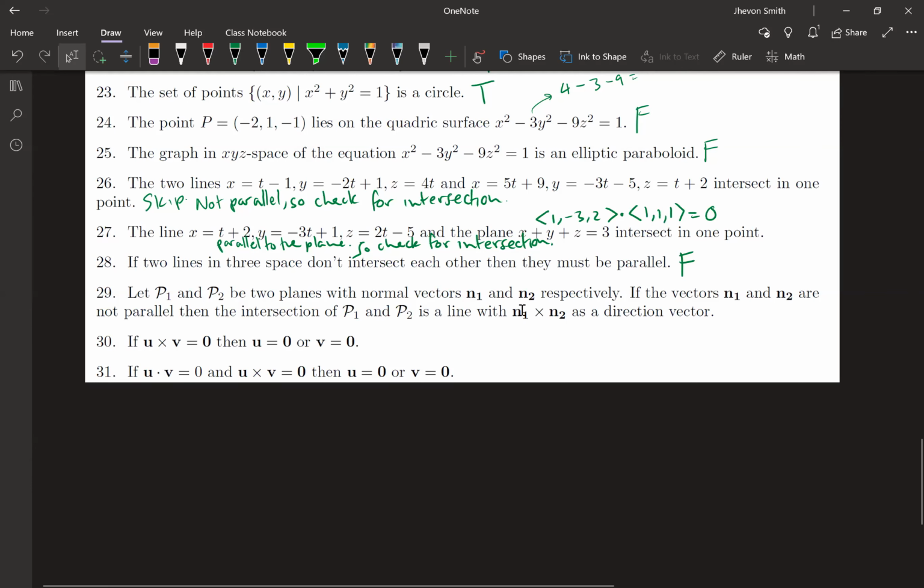P1 and P2 are planes with normal vectors this and that respectively. If N1 and N2 are not parallel, then the intersection of these is a line with N1 cross N2 as a direction vector. Yes. We actually solved the problem like that. I believe on your mock exam, that's the strategy we used to solve one of the problems. We took the cross product to find the line of intersection.